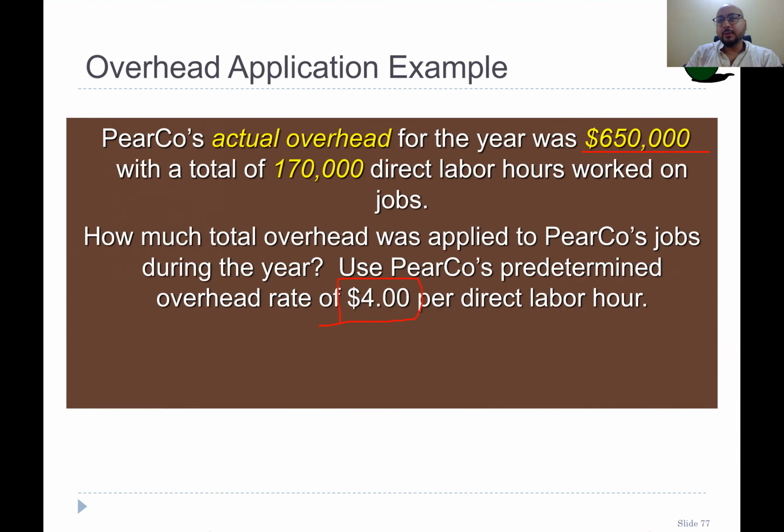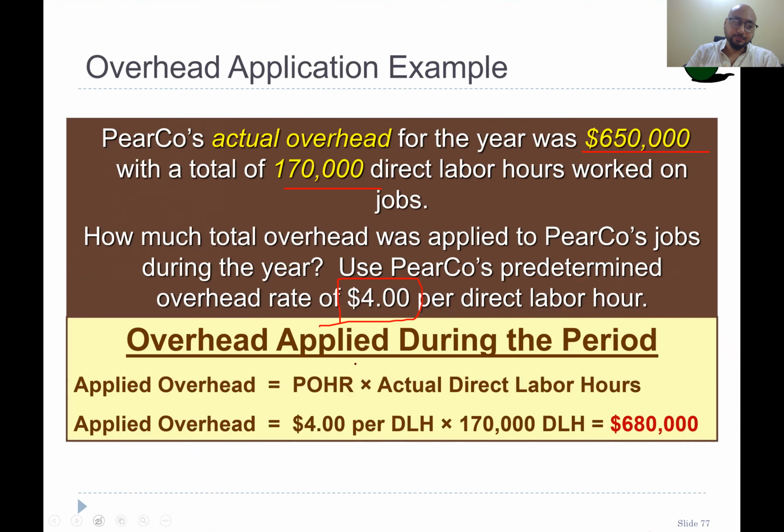So Pierco's actual overhead was 6.5 million and 650,000 with a total of 170,000 direct labor hours. So how much total overhead was applied to jobs during the year using a predetermined overhead rate of 4? Let's just talk about that.